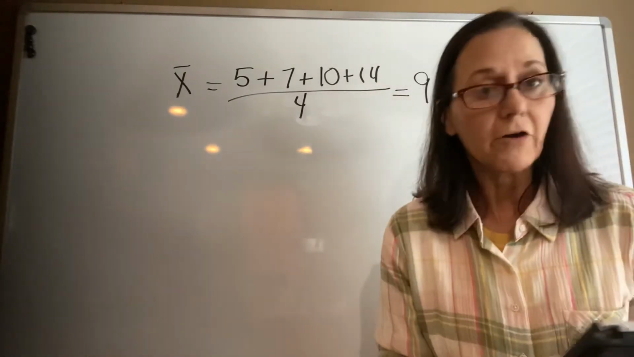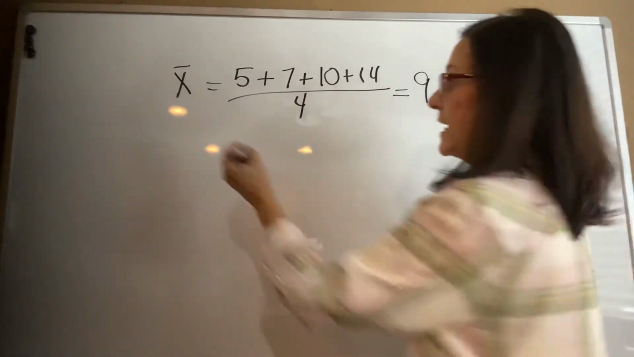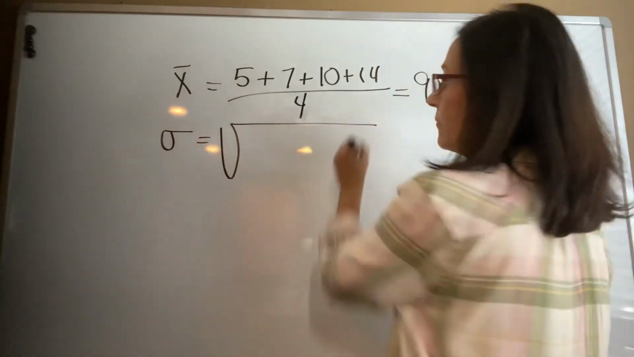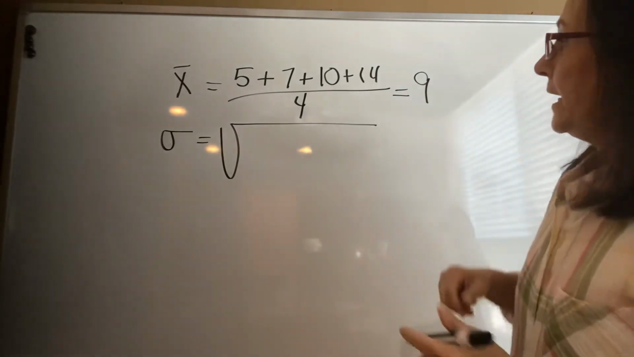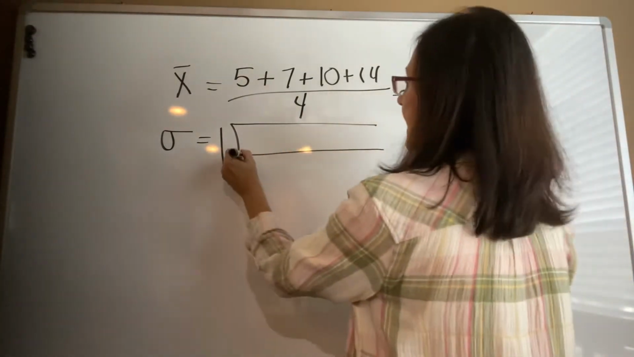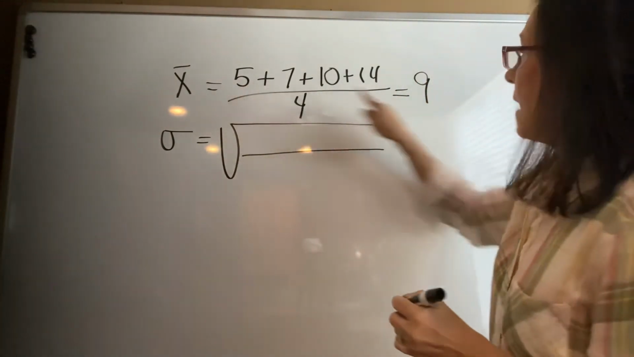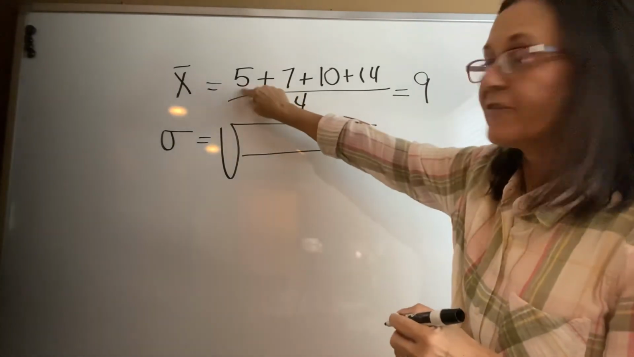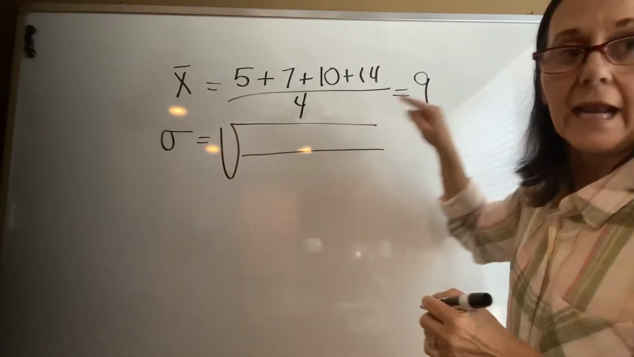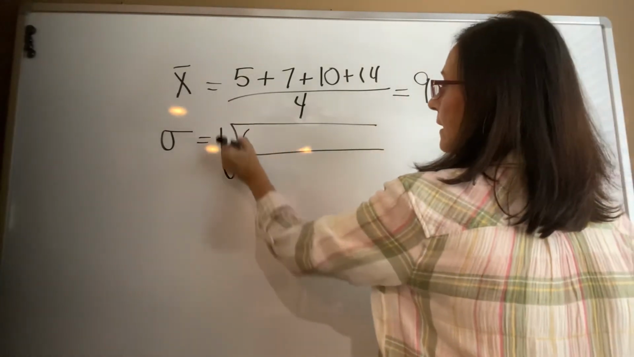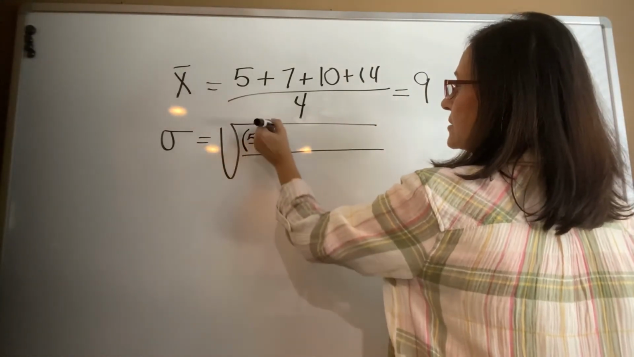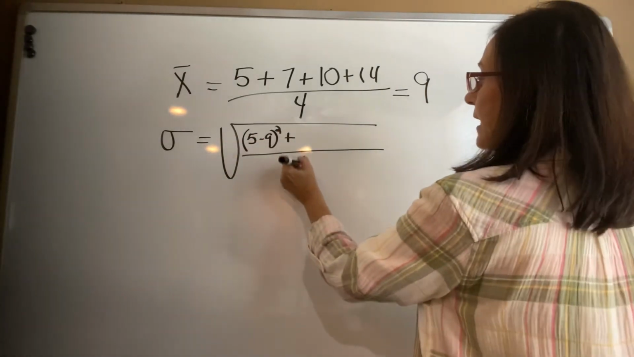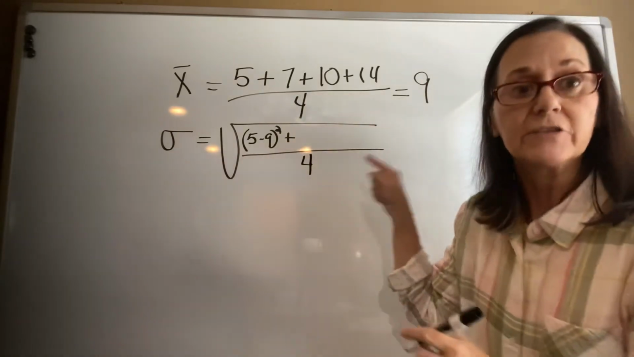The way you calculate the standard deviation is you take the square root, and you take every value minus the mean and square it in the numerator. I'm taking every value minus the mean and squaring it. So this will be long. So 5 minus 9 squared. And I'm going to add them all together. My denominator is going to be 4, how many values I have.